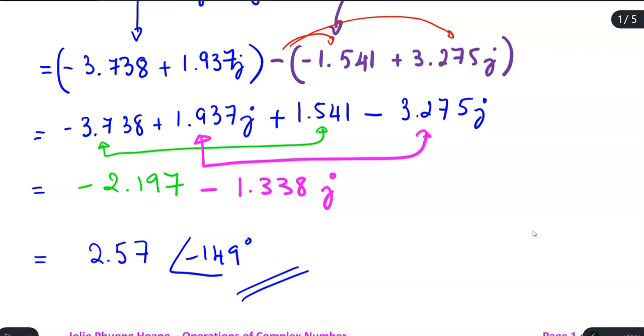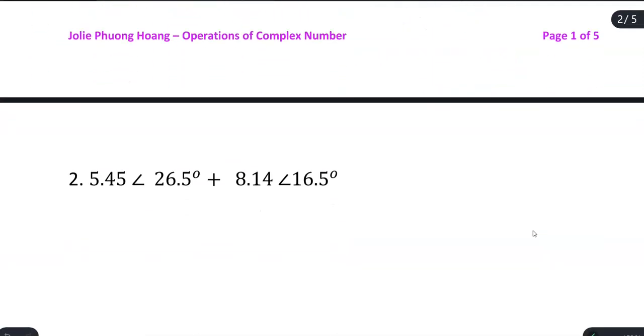as the modulus, and the argument is negative 149 degrees. So make sure we indicate the degrees. Alright, so let's move on to the next question.